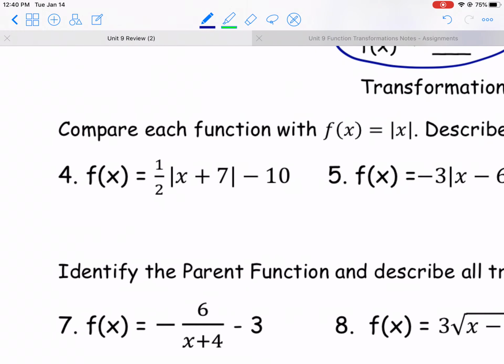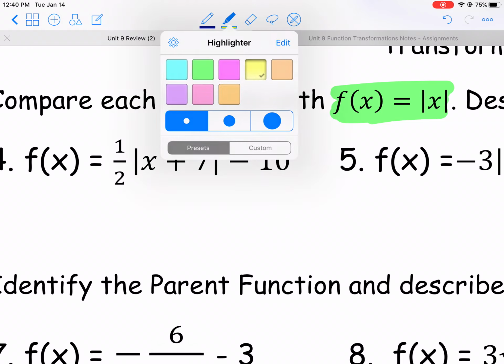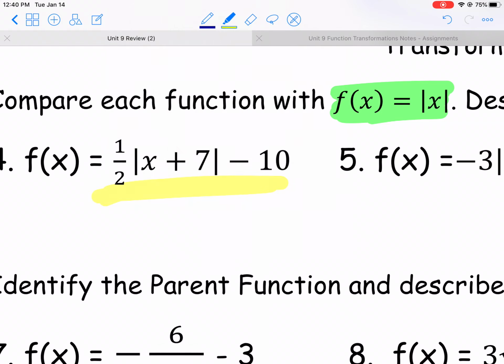Okay, let's take a look at this one. We're going to compare each function with f of x equals absolute value of x. So there's the parent function that I'm highlighting in green. What we're going to do is look at the function that we've been given, this one that I'm putting in yellow, and we're looking for all the ways that it's different. So there's this 1/2 that makes it different, a +7 inside of there, a -10.